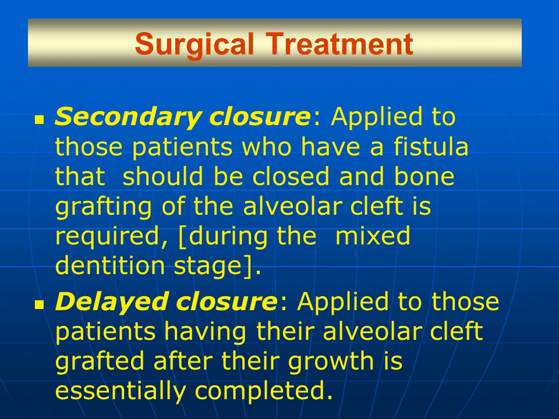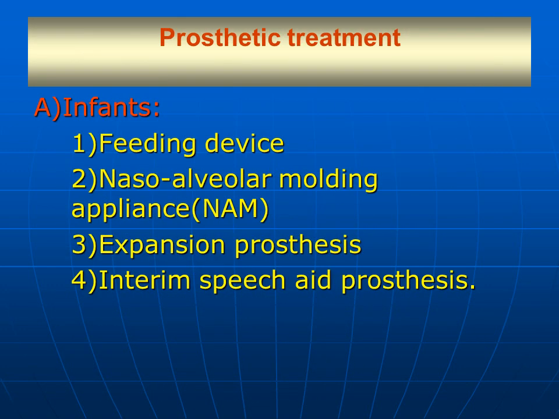Or we use a delayed closure, which is applied to those patients having their alveolar cleft grafted after their growth is completed, and we graft the area of the cleft in order to be able to place dental implants. This commonly occurs in the area of the lateral incisor, and in order to place an implant in this region, we have to graft first the area of the alveolar cleft.